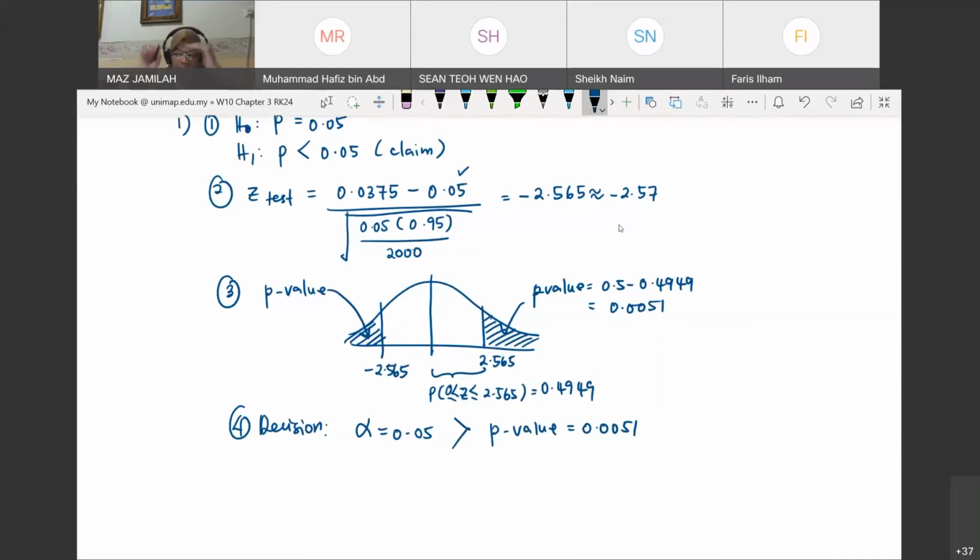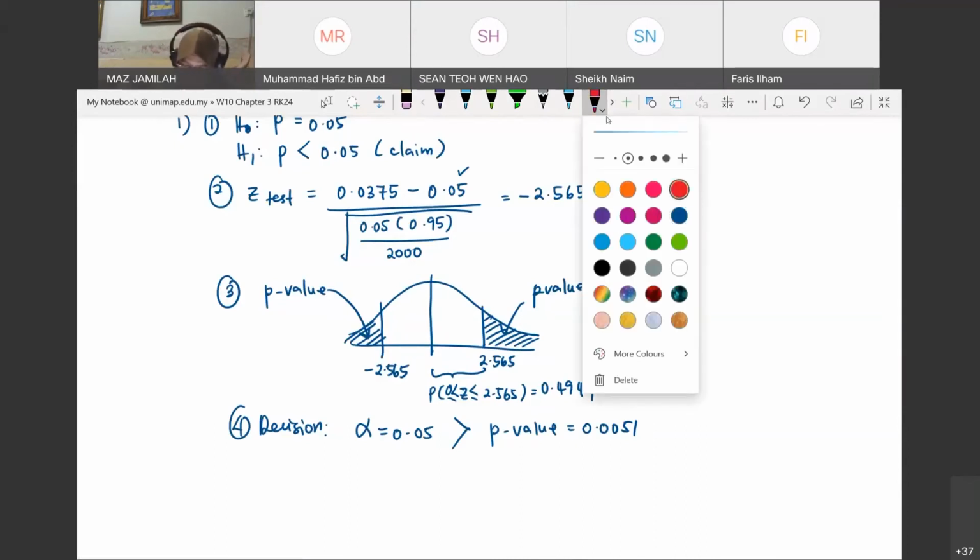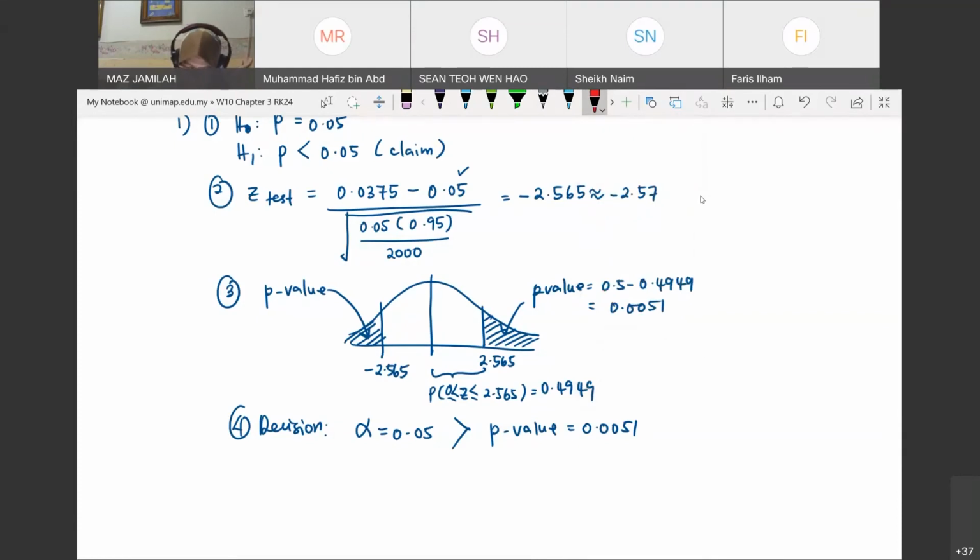You can imagine the p-value is located in the rejection region. If I redraw using the red pen, where is my alpha? My alpha is larger. Because my drawing is not really correct in terms of the value, this is our alpha, which means our p-value is inside the rejection region. So we will reject the null hypothesis.